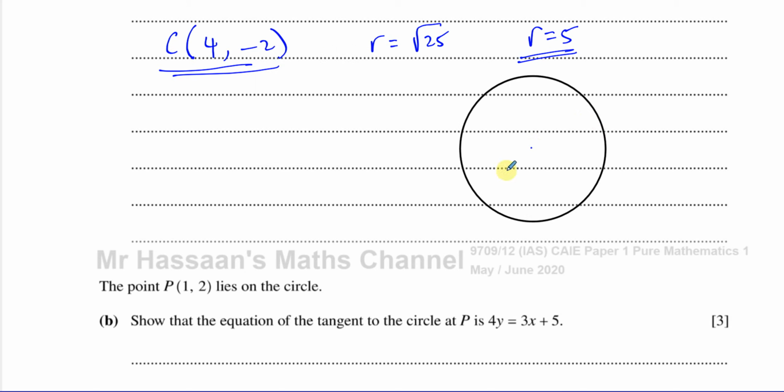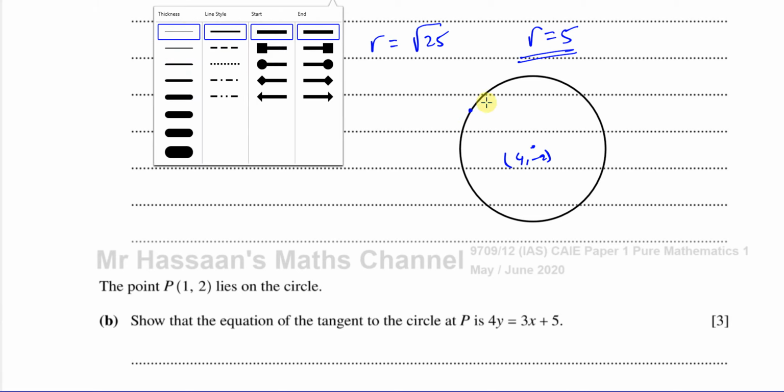Okay, so the center is (4, -2). And the point P (1, 2) lies on the circle. So (1, 2) would be somewhere up here, x value less and y value more. So it's going to be a line that looks something like that.